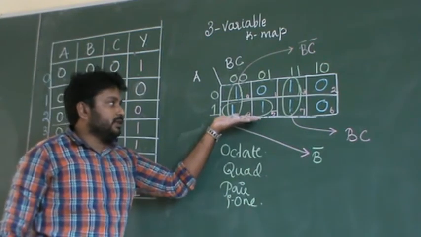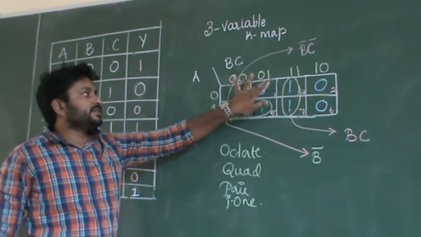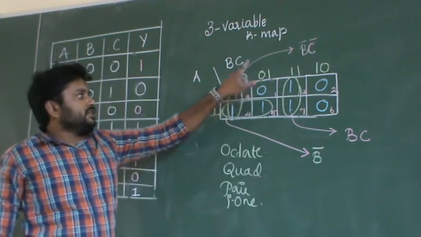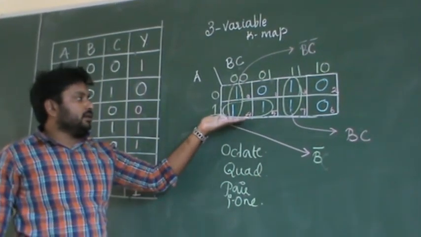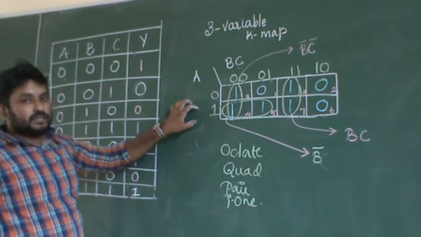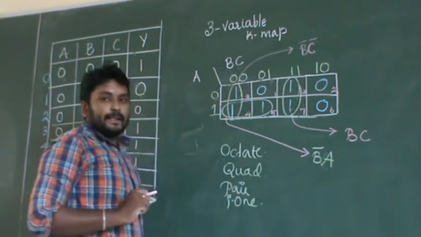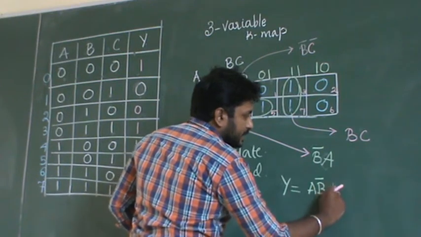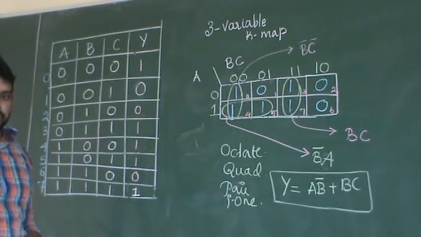I repeat once again: growing this group vertically, it maps these two bits. The B bit 0 does not change, so I write B bar. The C bit 0 changes to 1, so I should not write C there. Next, growing this group towards the left side, that is horizontally, it maps 1 of A, so I have written A here. Finally your expression is y equals A B bar plus BC. This is your simplified expression.